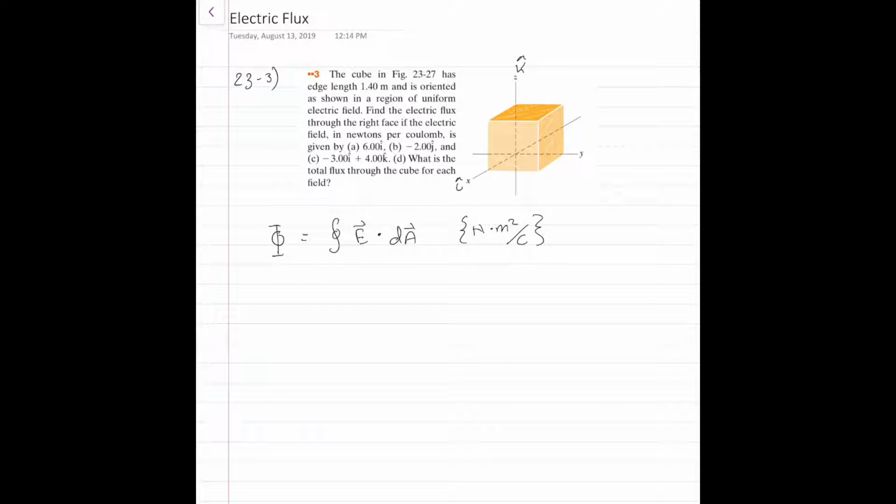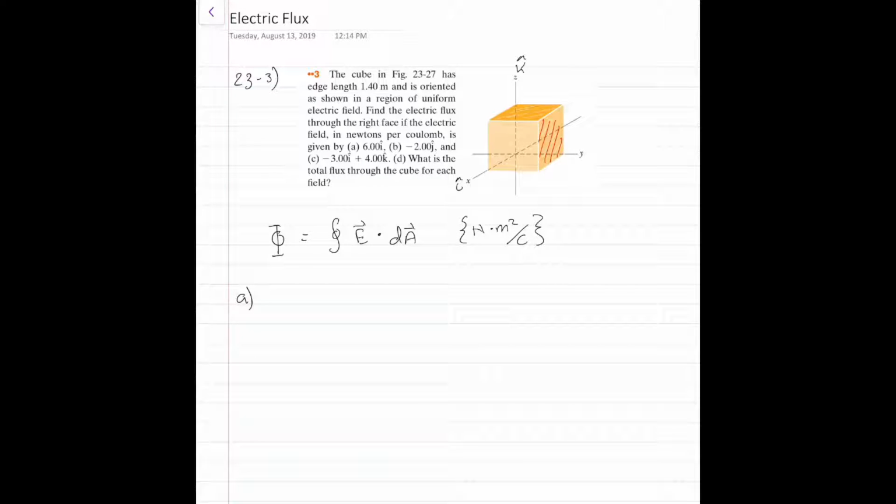So here we're looking at a problem where we're looking at electric field passing through a cube. This is a cube that has edge lengths of 1.4 meters. And we're going to be looking at four different situations where we've got four different electric fields passing through, and we want to see what the electric flux passing through the right surface is. So the right surface I'm going to show here in red. That's the right surface. We want to see the electric flux passing through that area. So we'll go ahead and start with A.